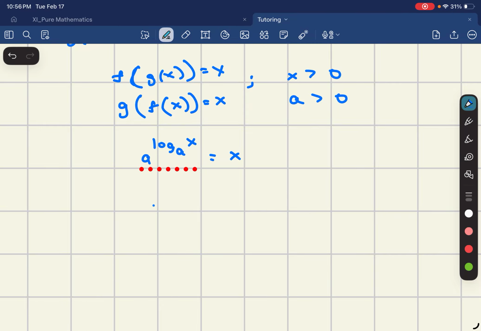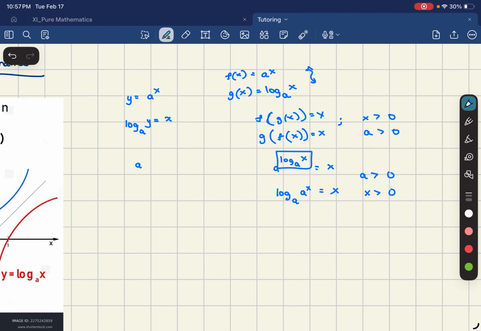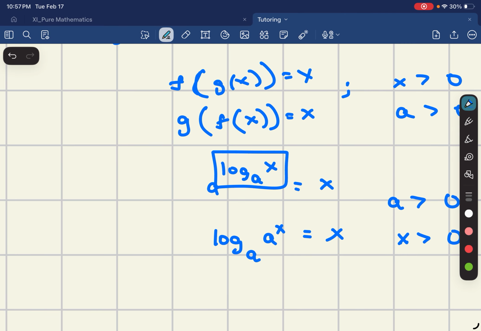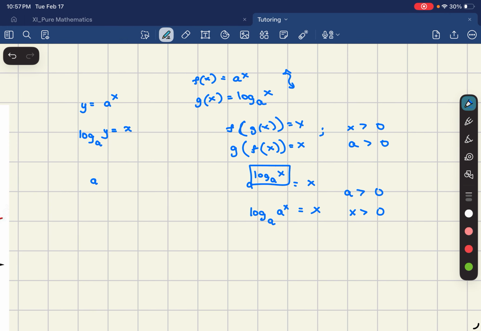Similarly, log base a of a to the power x has to be x. But this is for a greater than 0, because we already discussed that we take our base to be positive, and your x has to be greater than 0 for this to be defined. This works because they are inverse functions of each other. When you reflect the graph of a to the power x over the line y equals x, you get the graph of log base a of x.